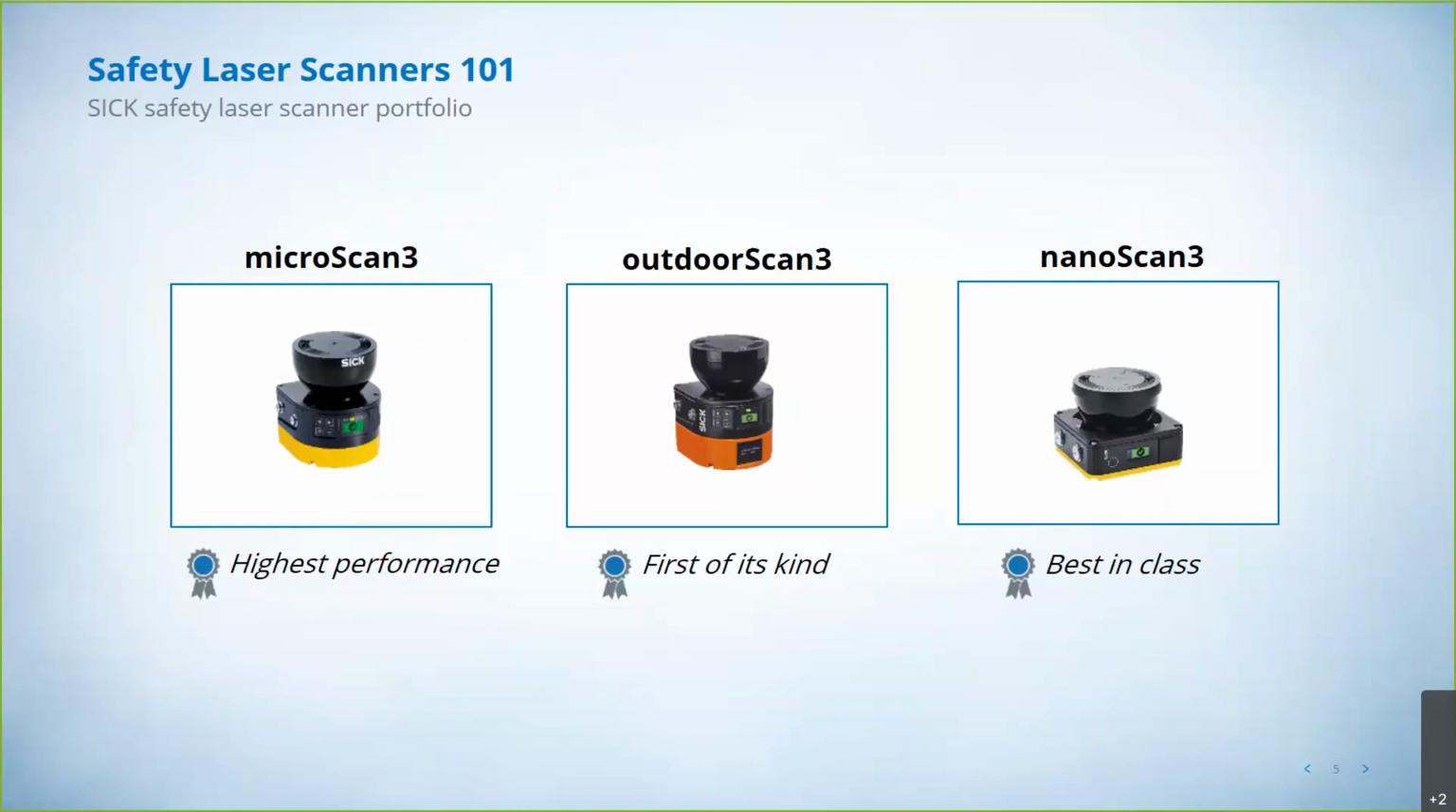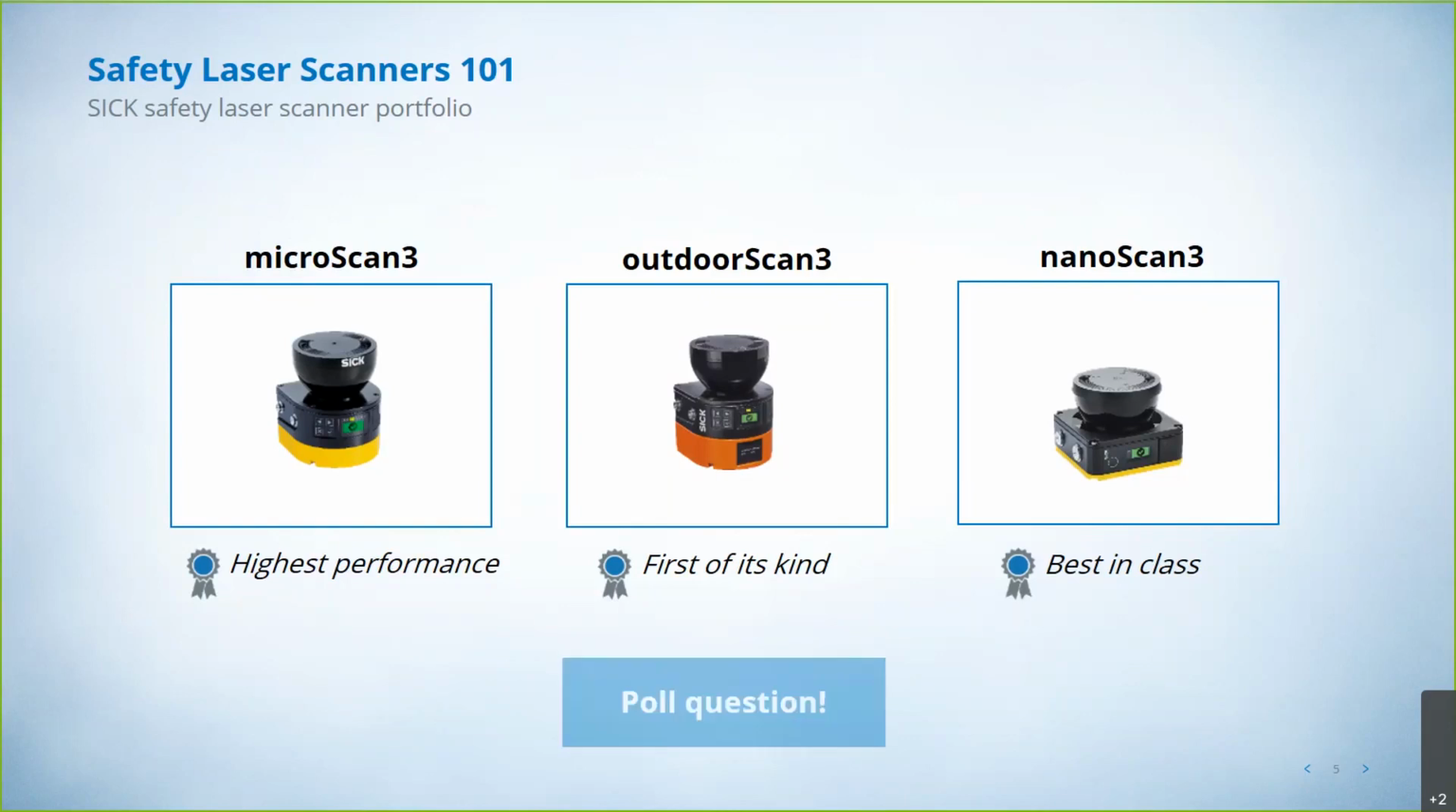As I mentioned, the Outdoor Scan 3 is the first of its kind and currently the only safety laser scanner rated for outdoor use. And then with the NanoScan 3, just the all-around best in class. I see the NanoScan 3 being the safety laser scanner that will be looked at first in most applications, just due to the small size and high performance.